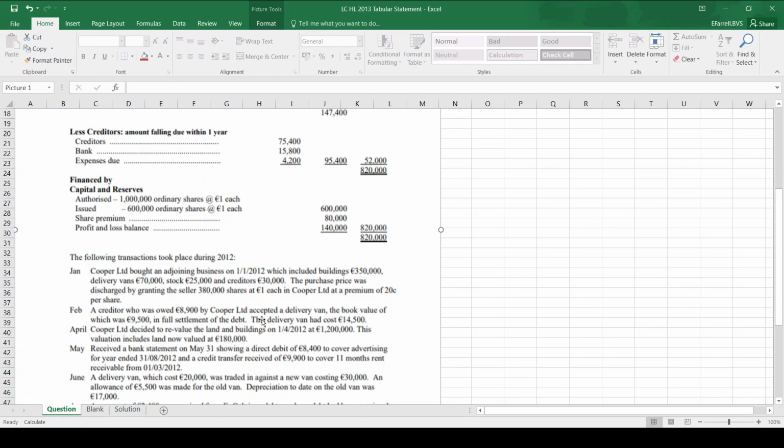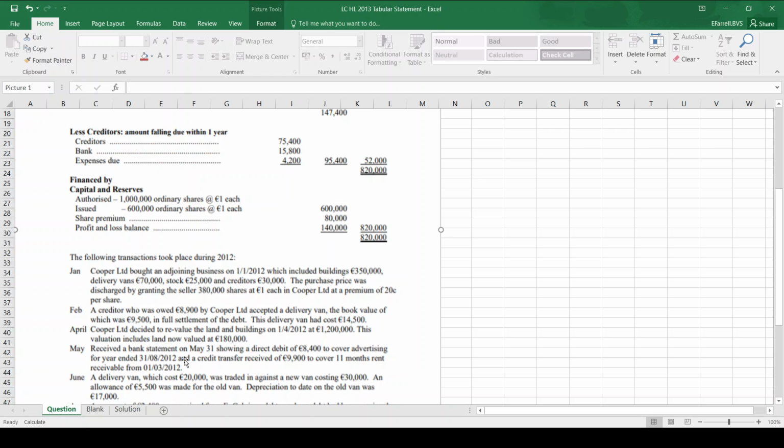In May, we got a bank statement showing a direct debit of 8,400 to cover advertising for the year ended 31st of the 8th, 2012, and a credit transfer of 9,900 to cover 11 months rent receivable from the 1st of the 3rd, 2012. So there's two different things going on here. First of all, the advertising. We just need to be very careful with the date and the advertising to see at the end of the year, is there advertising due or advertising prepaid?